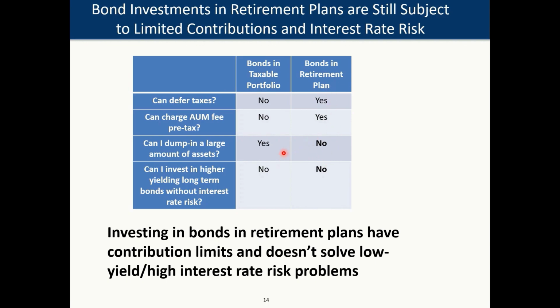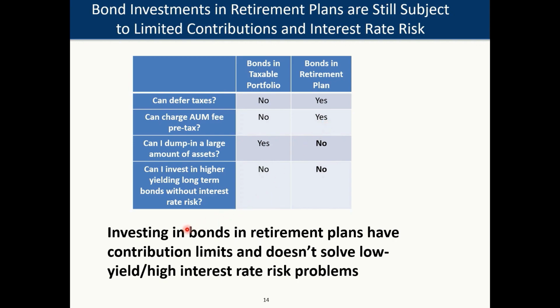So you have to figure out ways to back into it. And we'll talk about how some life insurance and annuity solutions are essentially backdoor solutions where you can dump in a large amount of assets. So that's one issue with retirement plans. Can I invest in higher yielding long-term bonds without interest rate risk? You can't do that with bonds in a taxable portfolio. You're still subject to interest rate risk, and in the retirement portfolio as well, you're also subject to interest rate risk. So the benefits of investing in bonds in a retirement plan are really in these top two: you can defer taxes and you can charge the AUM fee pre-tax, thereby reducing taxable liabilities.